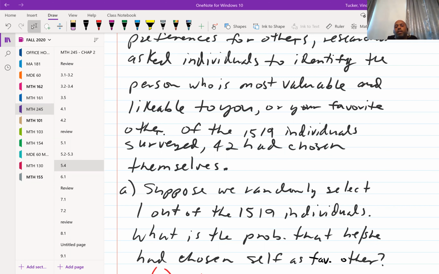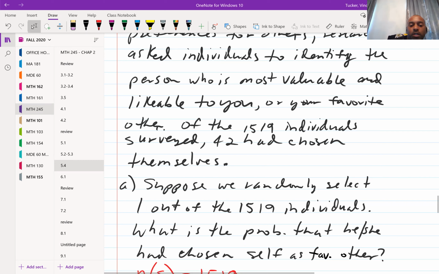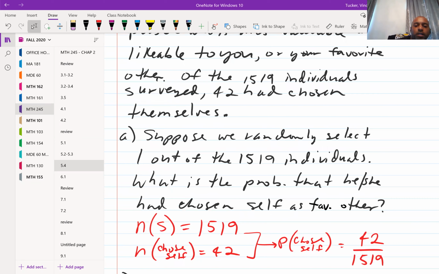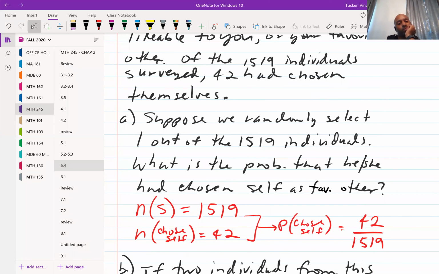All right, so let's look at A. If I scroll up too far, of course, let me know. Suppose we randomly select one out of 1,519 individuals. What's the probability that he or she had chosen self as a favorite other? First, we recognize that our sample space is 1,519. That's how many people we have. And we know that 42 chose themselves as their favorite other, their favorite person to be around, right? So the probability that someone chose themselves is going to be 42 out of that 1,519. That's all it is for that one.